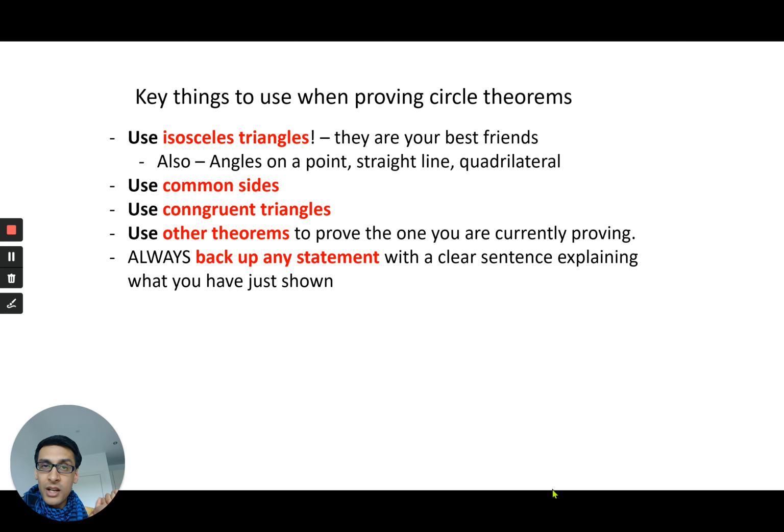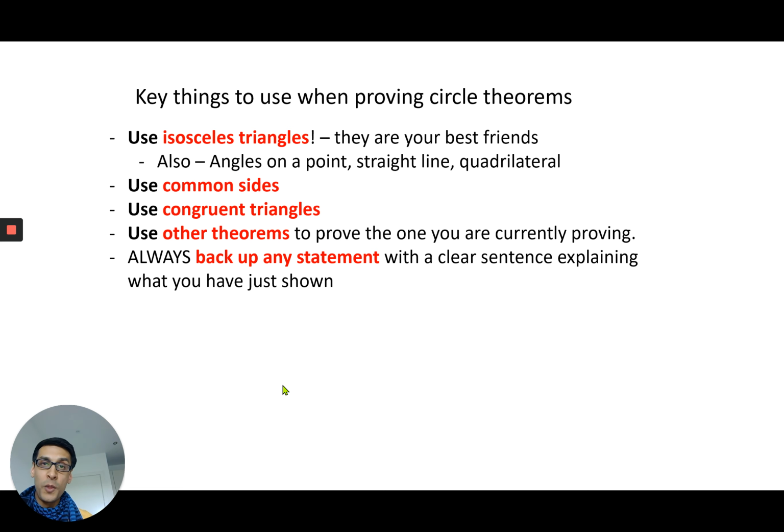Look for common sides. This will again make more sense when you have shapes next to each other that share a side. Congruent triangles, one of the previous topics we did, will come up at various points. We might need to use that to prove something is true.